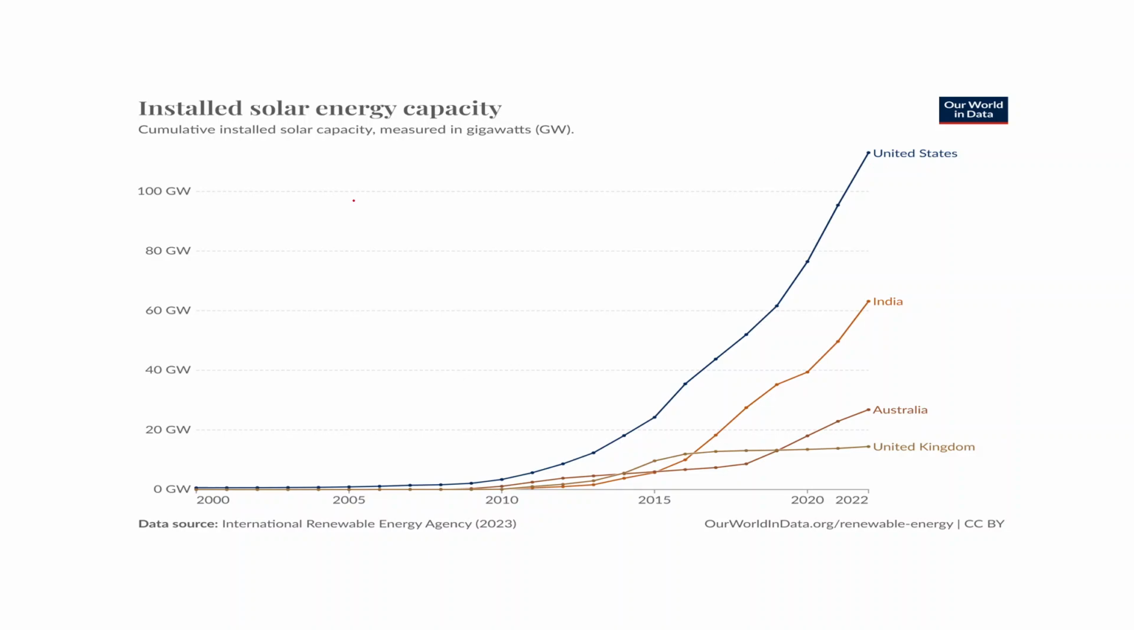Now this is the installed solar capacity, and you can clearly see that India has the second largest installed solar capacity.